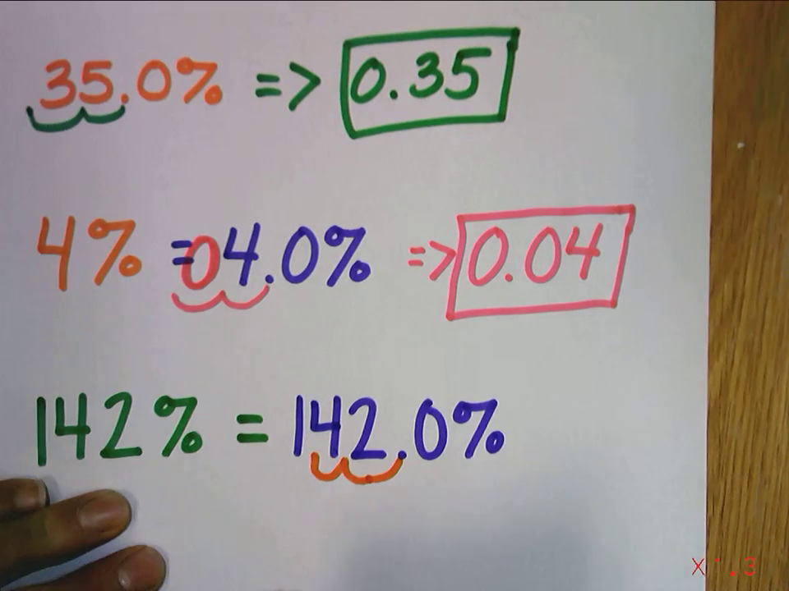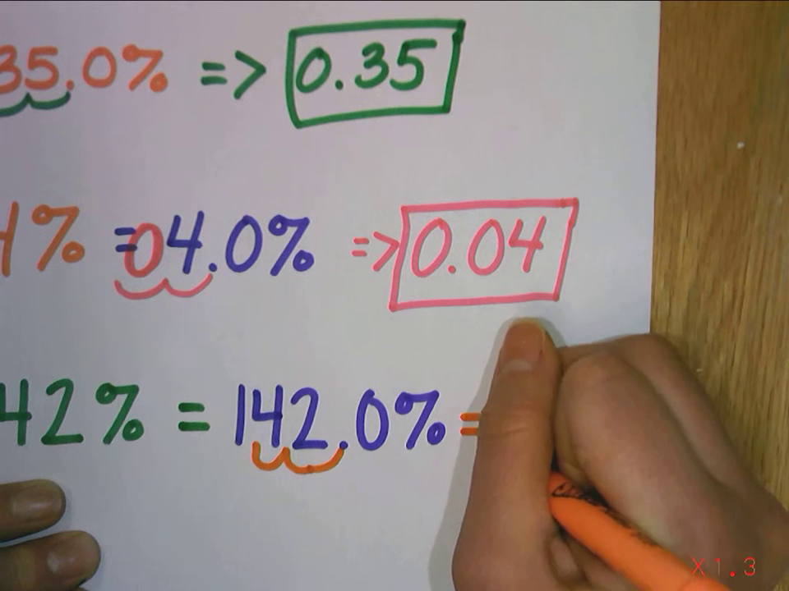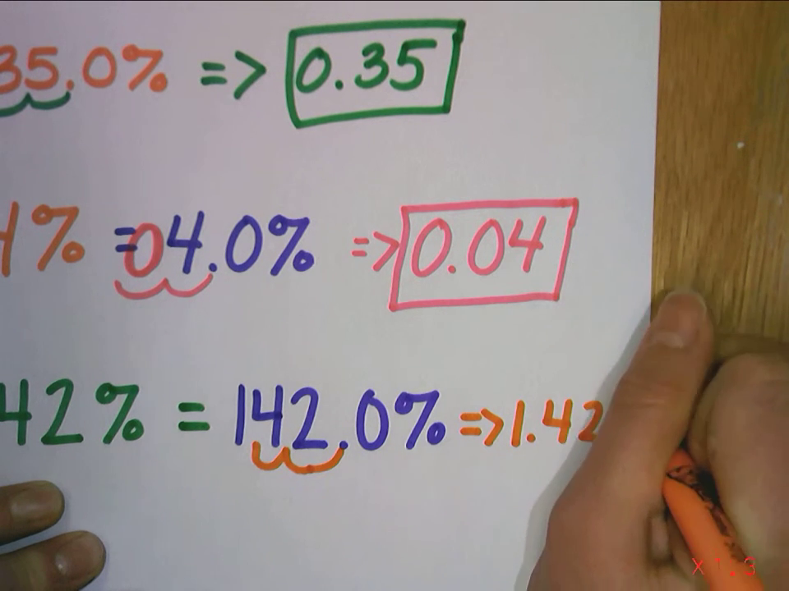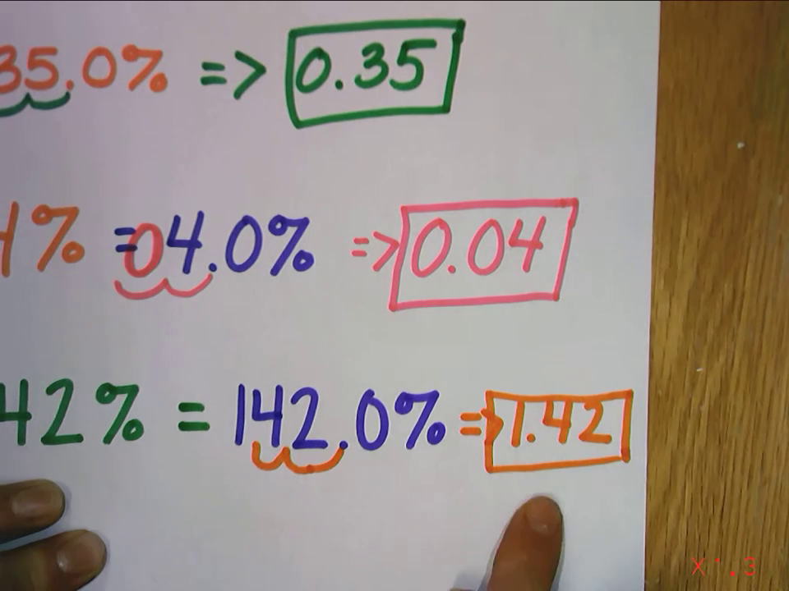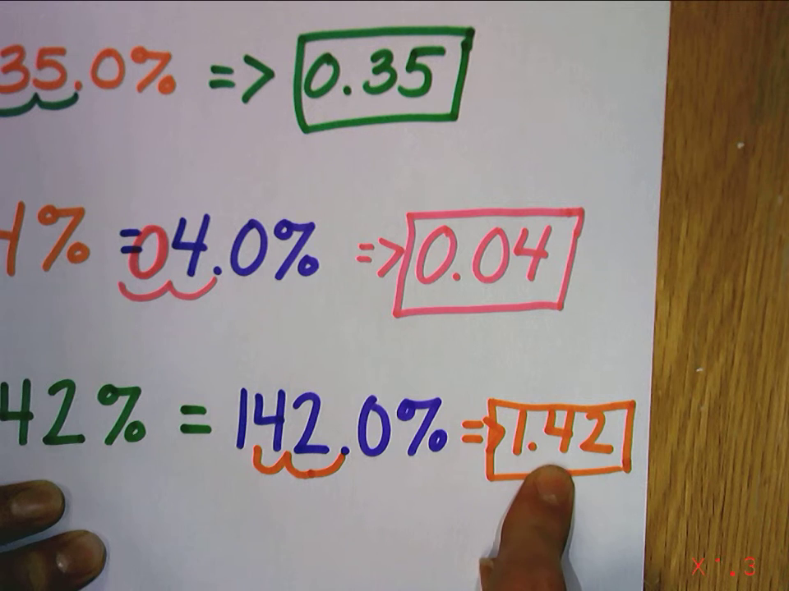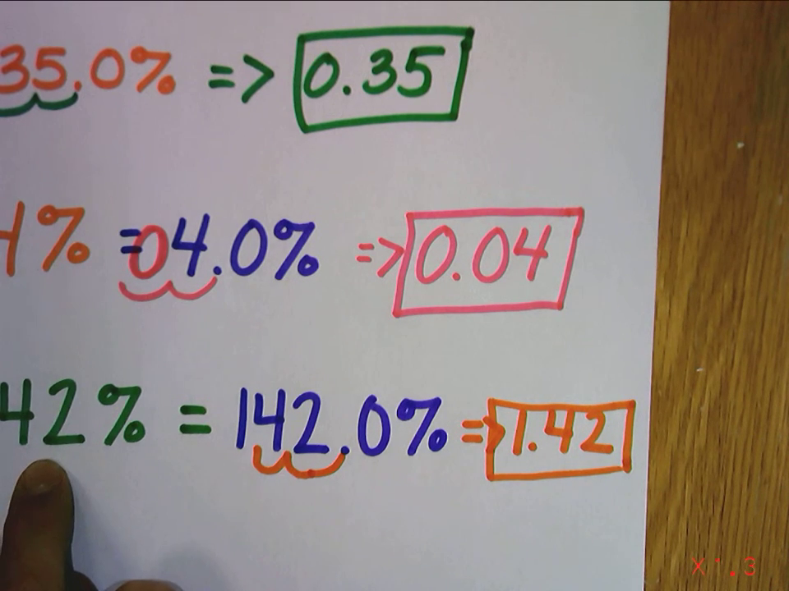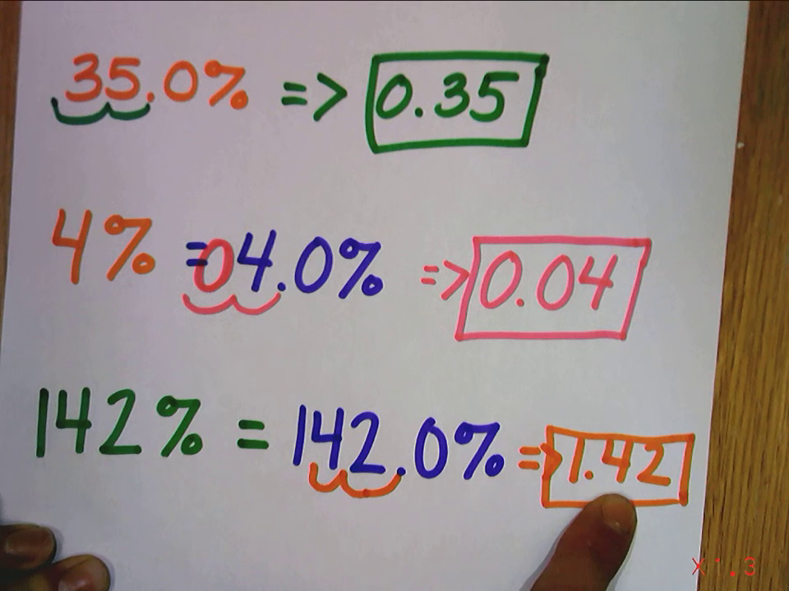And when I do that, I find that my decimal equivalent to 142% equals 1.42, or 142/100ths. Now, this value is greater than 1, which is what we would expect because 142% is greater than 100%. So 1.42 would be greater than 1.